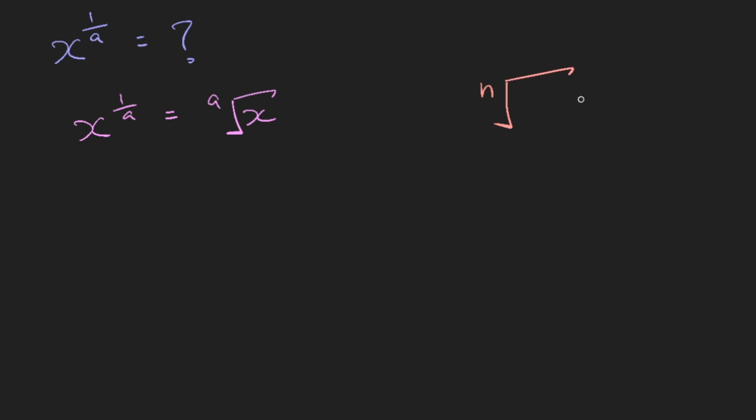Okay, now for rational indices. So what happens when you have x to the power of some fraction, for example, 1 over a? Don't be perturbed, there is a definition for this, and the definition is x to the power of 1 over a is equal to the a-th root of x. So it's the radical sign.